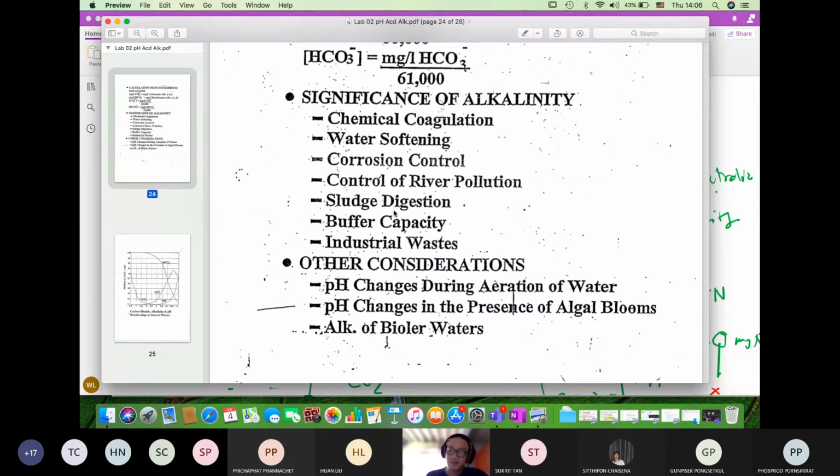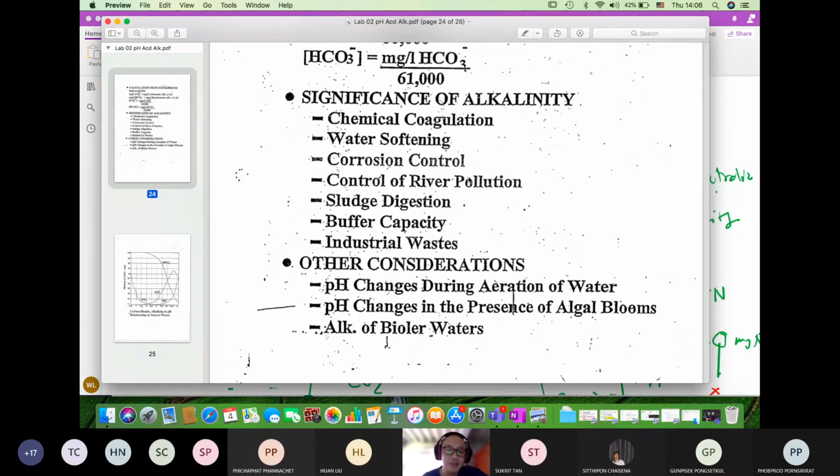Another use is sludge digestion. We will talk about this again in the last chapter. Degradation of the organic matter will create a lot of acids. So in this case, we need to maintain the alkalinity. So alkalinity is one of the parameters that we need to monitor during the sludge degradation. In the last chapter, we will talk about the details of sludge digestion again.